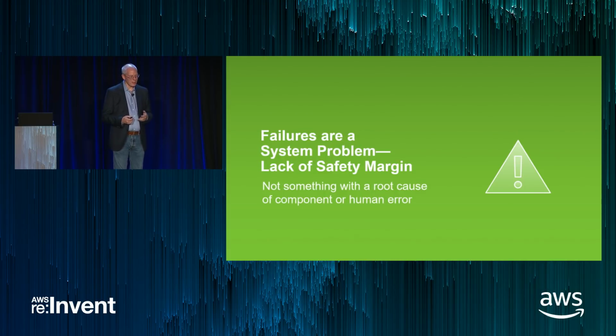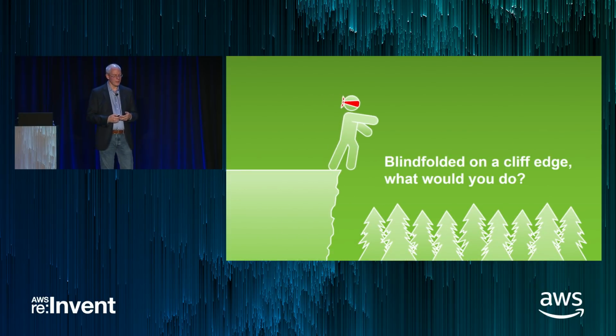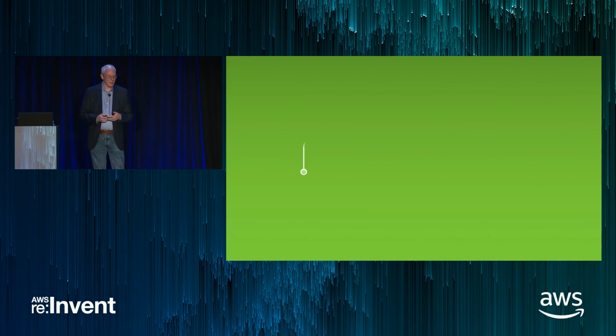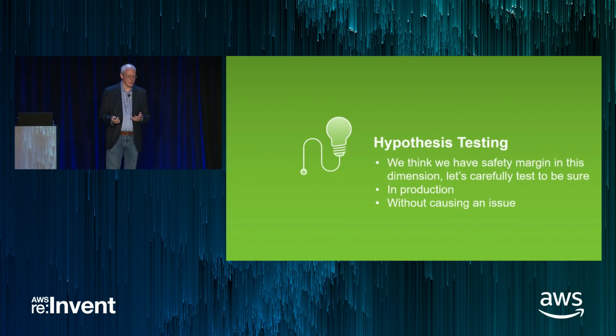So what we're really doing here is recognizing that failures are a system problem, and a lack of safety margin. We're trying to manage the margin. Think about if you're blindfolded on a cliff edge, you're going to test the ground to make sure you've got ground to walk on, to be really careful. What we're really trying to do here is hypothesis testing to make sure we really have the margin we think we have. And that's the whole principle behind chaos engineering.